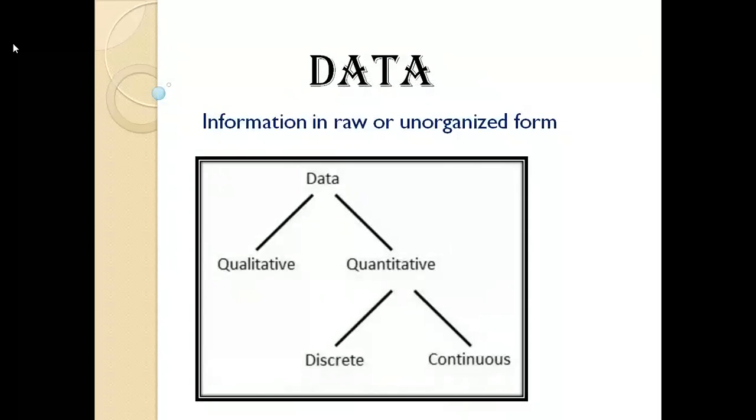Let's start with discrete mathematics introduction. We also call it DM, which is the short form of discrete mathematics. First we see data. Data basically होता क्या है? It is the information in raw or unorganized form.